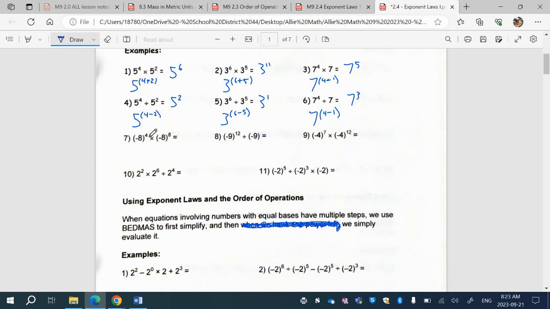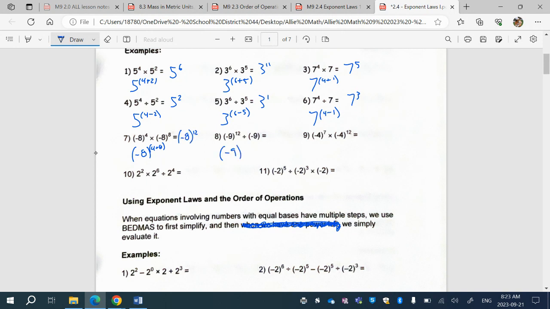I'll do a couple more. So see here, we still have the same base. It's just minus. That's okay. It's in brackets. So we have minus 8 to the power of 4, and it's multiplying. So we're going to be adding those exponents, and we're left with negative 8 to the power of 12.